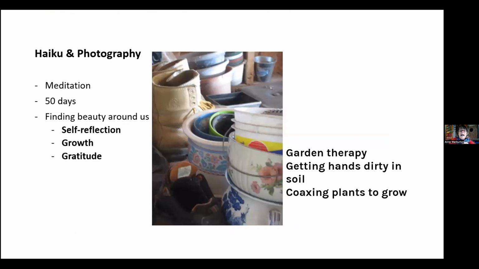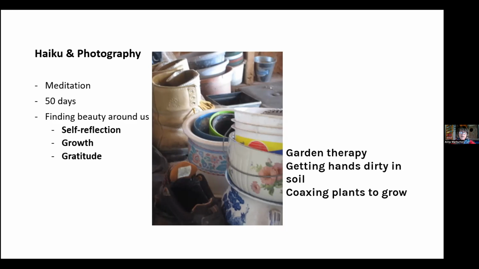As part of the same class, one of the things that our instructor suggested we do was spend a month photographing nature, objects, whatever around us, whatever was capturing our attention, and write haiku related to that object. And I ended up doing this for 50 days. I really enjoyed it, posted it every day on Facebook, and it's in my blog. And it brought me to a place of meditation as I was wandering around my yard or going on walks or hikes, and also while I was writing the haiku.